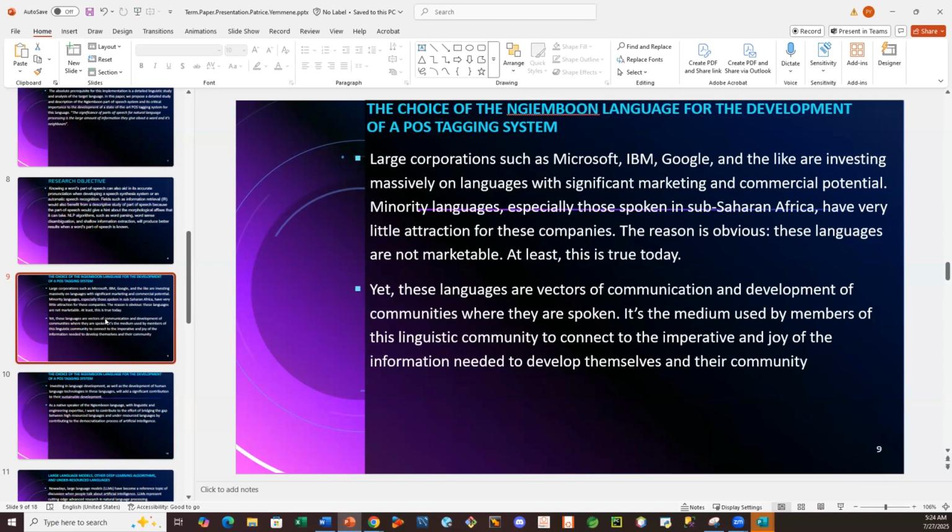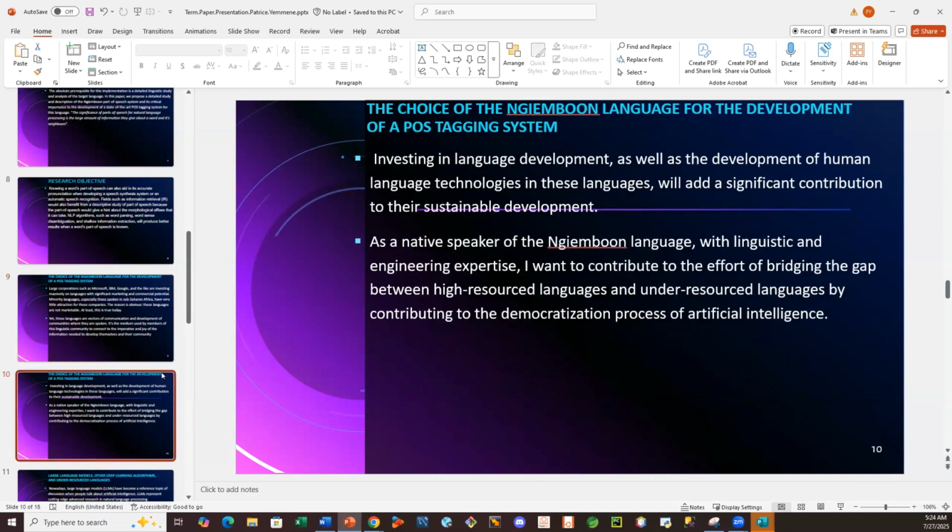Yet, these languages are the vectors of communication and development of the communities where they are spoken. In other words, it is the primary language of the people who use it, and it is what they use to connect to the information they need to better themselves or to better develop their community. And so investing in language development, as well as in the development of human language technologies in these languages, will make a significant contribution to their sustainable development.